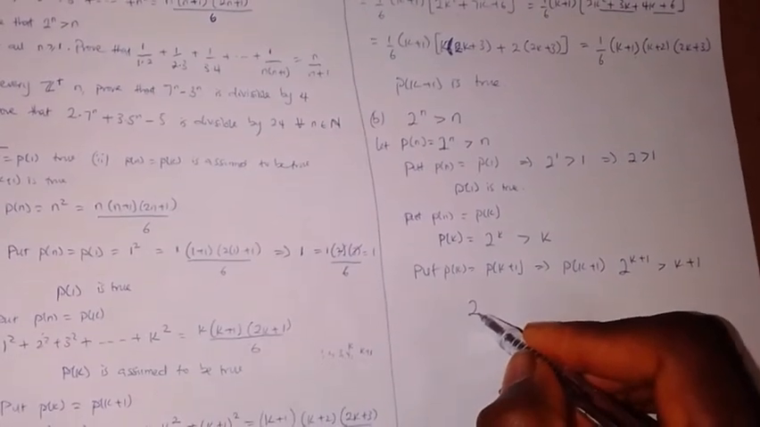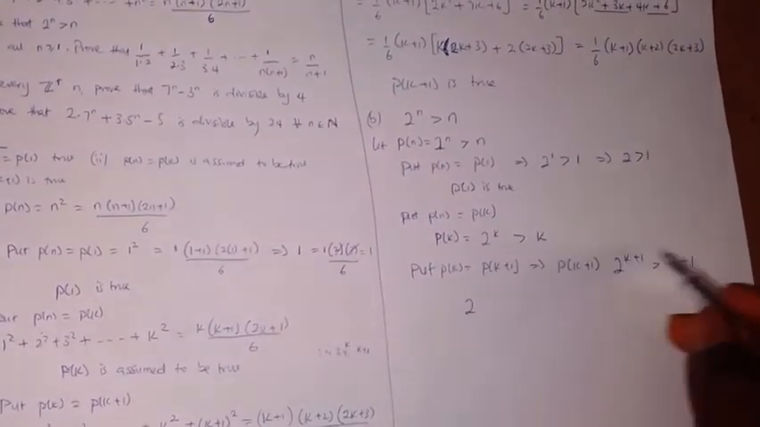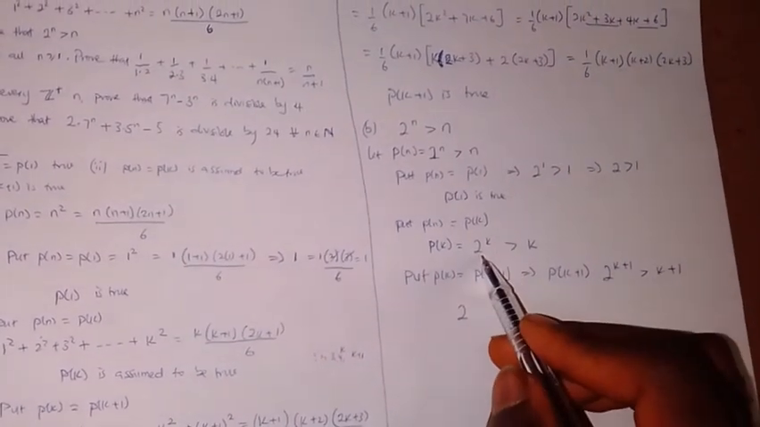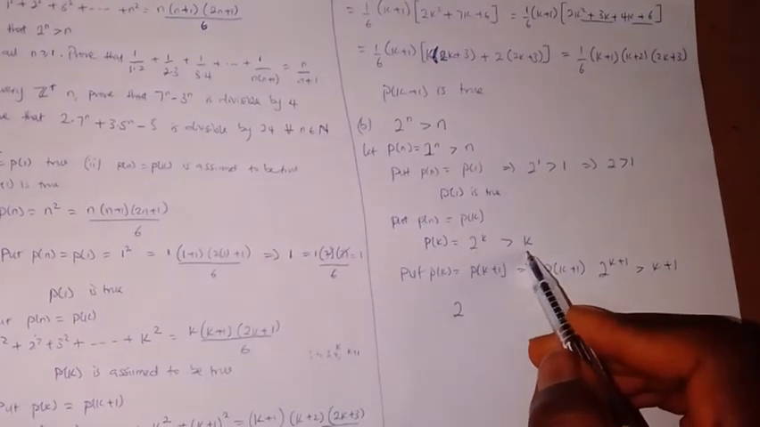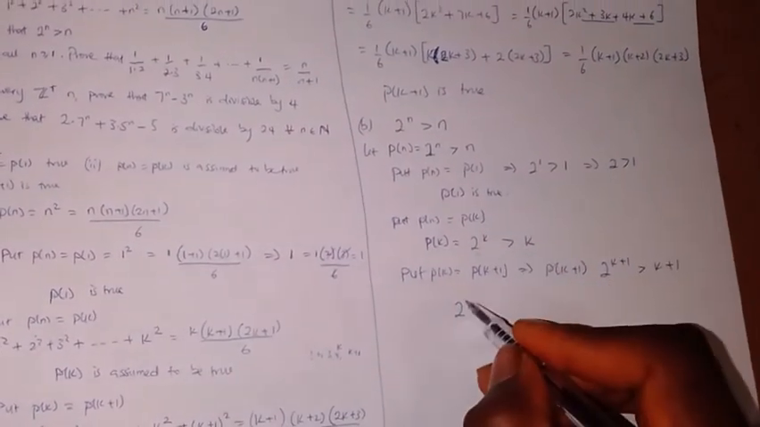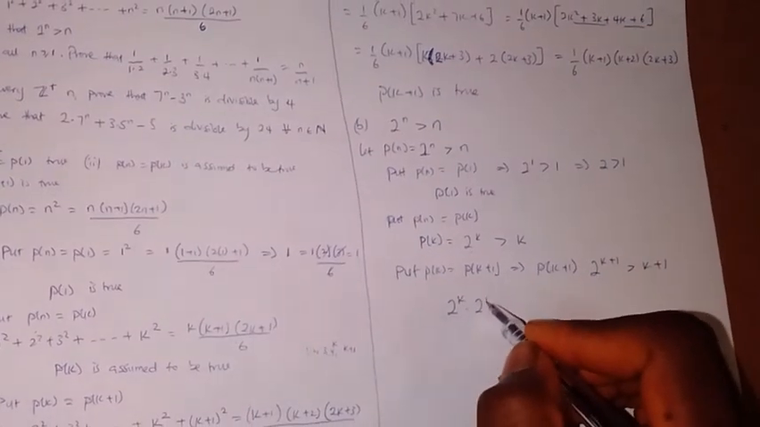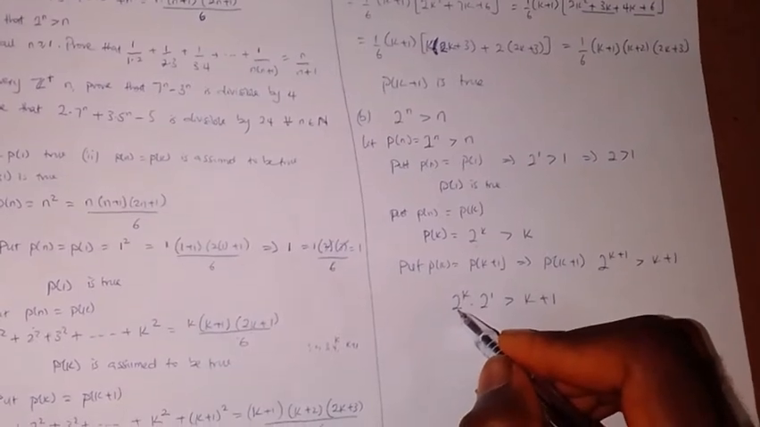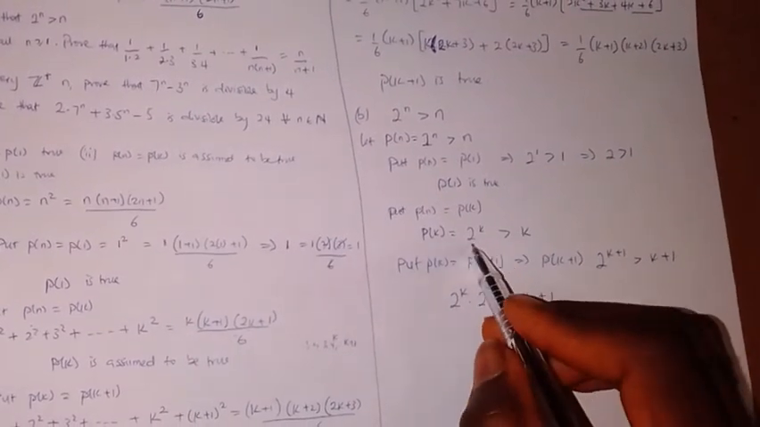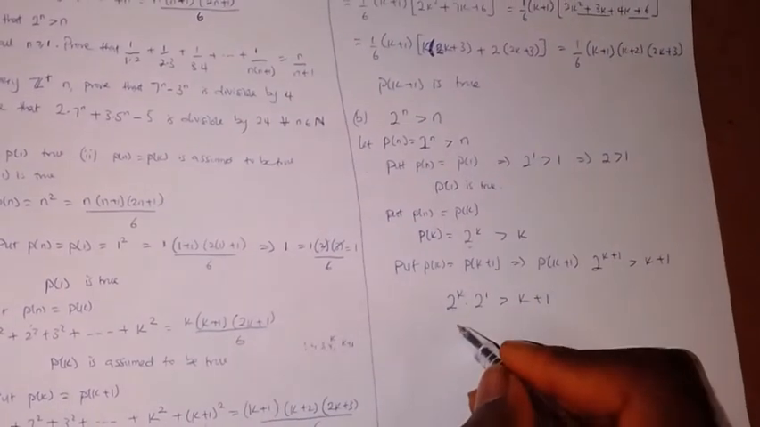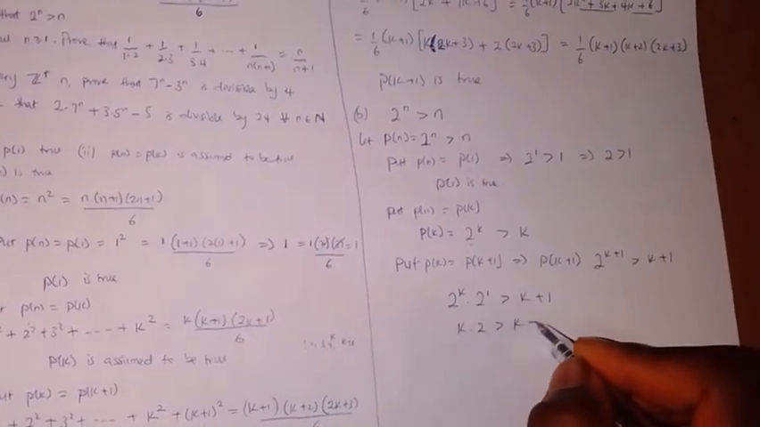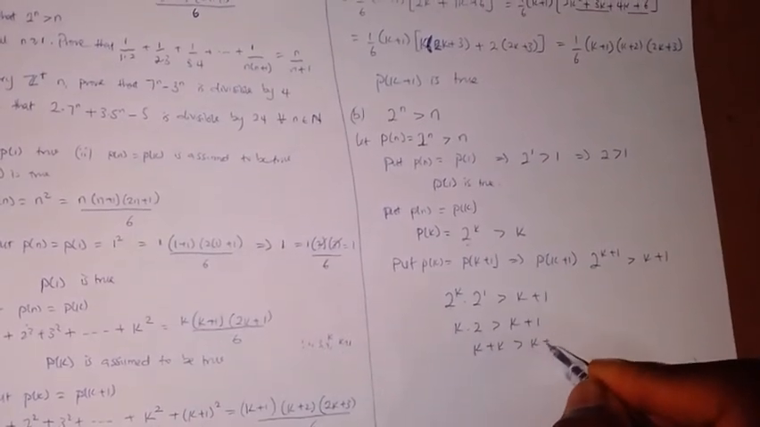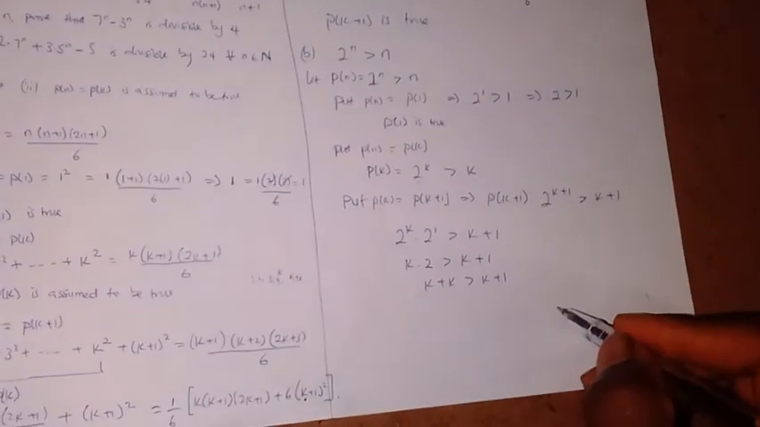Using indices to expand this, I must put my P of k in this P of k plus 1. That's why I have to convert it to this form, where I would transform this one to ordinary k. So I'm going to have this as 2 raised power k dot 2 raised power 1 to be greater than k plus 1. Now, this is 2 raised power k in my P of k plus 1. What is 2 raised power k in my P of k? That's ordinary k. So I can say k dot 2 greater than k plus 1. This is 2k, isn't it? So k plus k is greater than k plus 1. This is going to be the end of the proof.